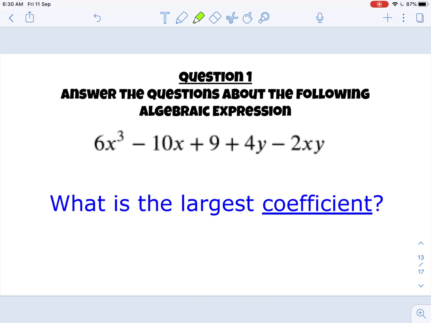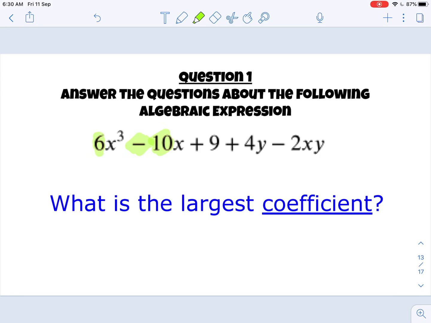And on this one, I might have tricked you a little bit because probably what a lot of people said initially was, oh, the largest coefficient is going to be 10. They just look at that and say, look, 10, that's the biggest number, so that's going to be the largest coefficient. But you've got to remember that minus sign is attached to it. So that's actually the smallest coefficient because it's a negative 10. So the largest coefficient in this one is a positive 6.